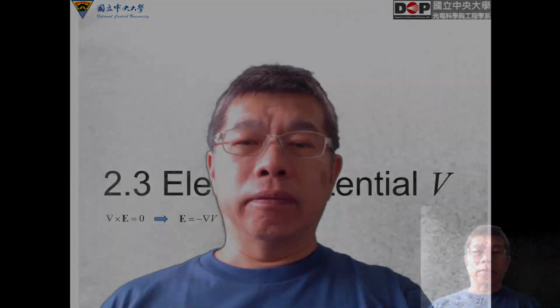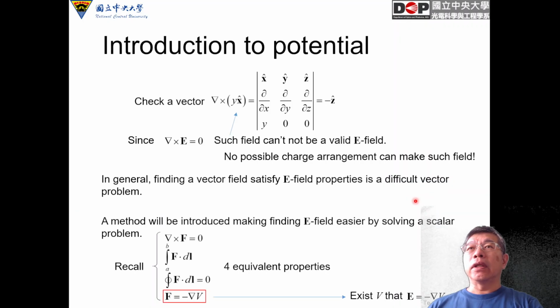All right. Okay. So, potential. Here we first check some function like this, a function y along the x direction. By taking a curl, this thing is not zero, but because we know earlier that the curl of the electric field will be zero, this vector field cannot be a valid electric field. It means no possible charge distribution can make such a field.